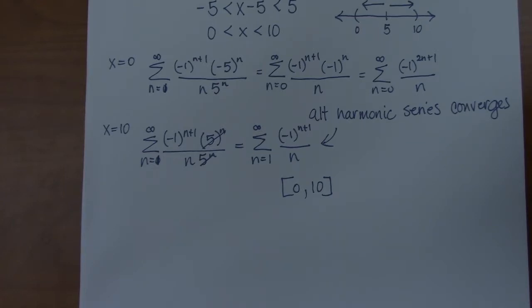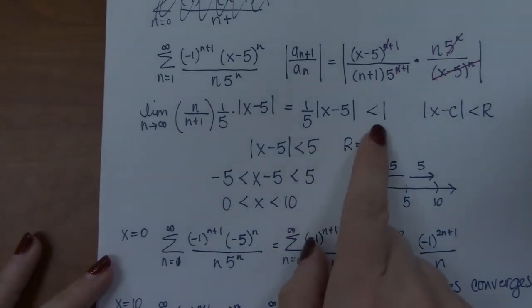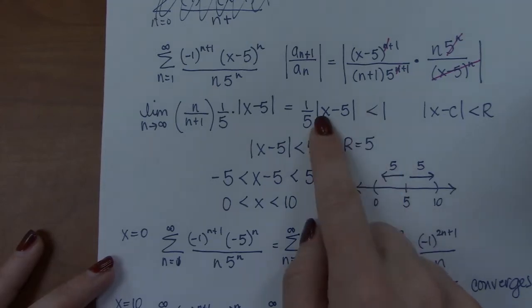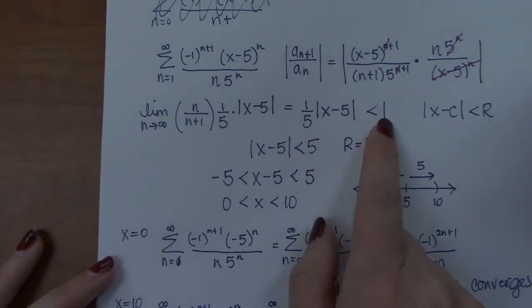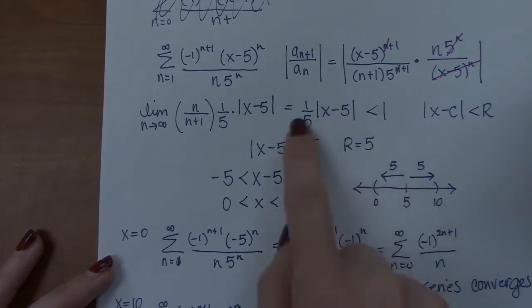What else? Yep. When you were solving for the interval of absolute value x minus c is less than r, why was r 1? So r was not 1. The 1 here is because that's what the ratio test needs for convergence. You have to make sure that whatever x values you plug in here, it's less than 1. So once you do that, that creates an expression for you.